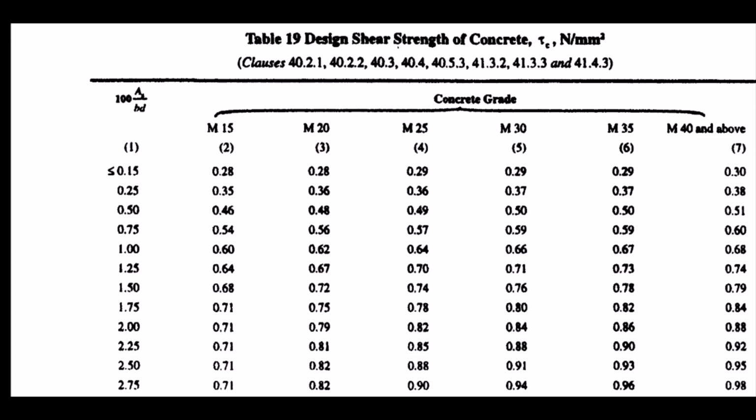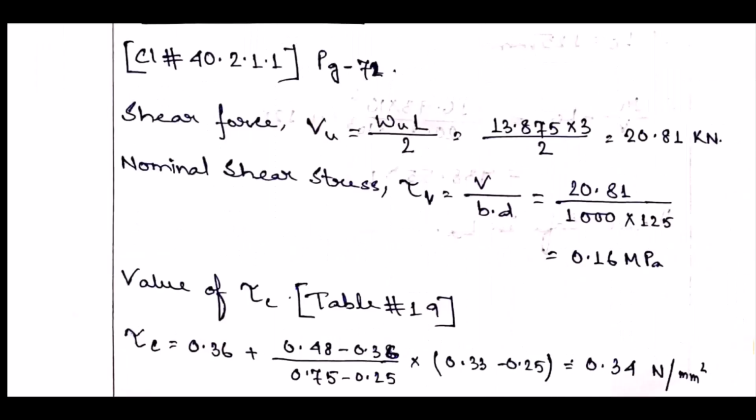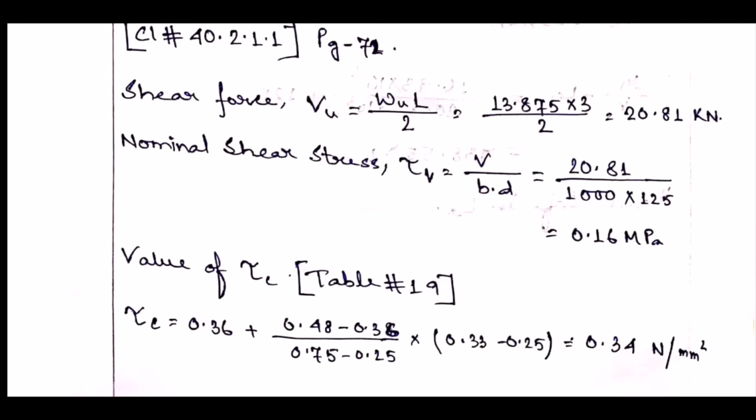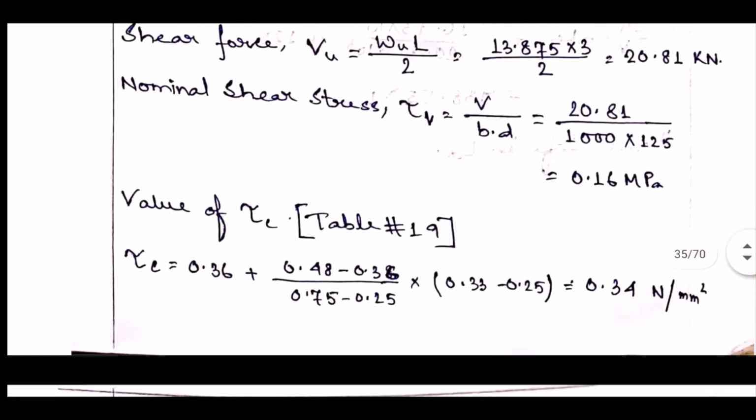Let's go to the notes. So now look, the value of tau C from table number 19, as you see, we have to interpolate. So the value of tau C is 0.36 plus (0.48 minus 0.36) by, this will be 0.5, not 0.75, mistakenly written here. When you note this down, you should write it correctly in your notebook. This will be not 0.75, this will be (0.5 minus 0.25) into (0.33 minus 0.25), that equals 0.34 Newton per millimeter square or MPa.